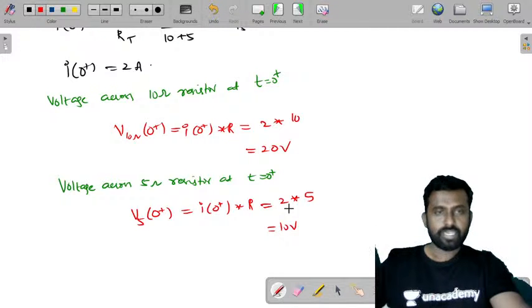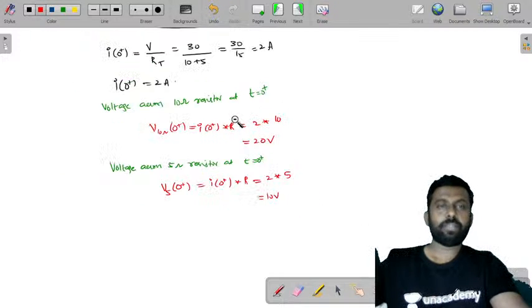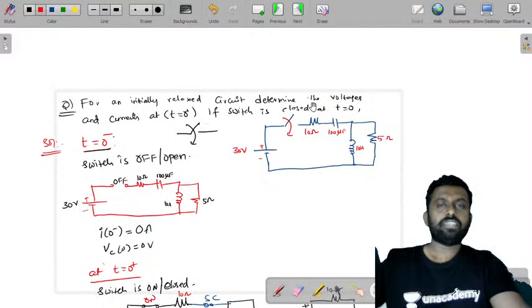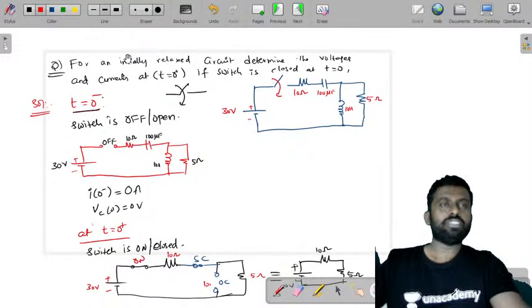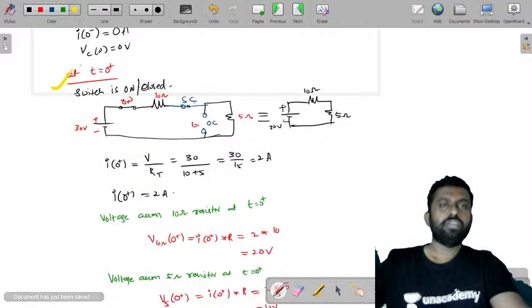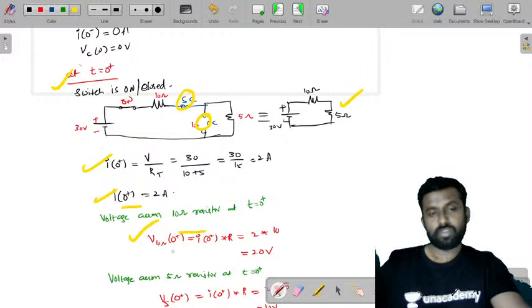So this is how you will determine voltage and currents. This is for an initial relaxation. Determine the voltage and current at t equal to 0 plus. That is the question that was asked. So we have considered when the switch is open and when the switch is closed, and just try to operate and see. This is short circuit, this is open circuit. You get an equivalent circuit and find I of 0 plus. Once you have I of 0 plus, it is very easy to find voltage across resistors.